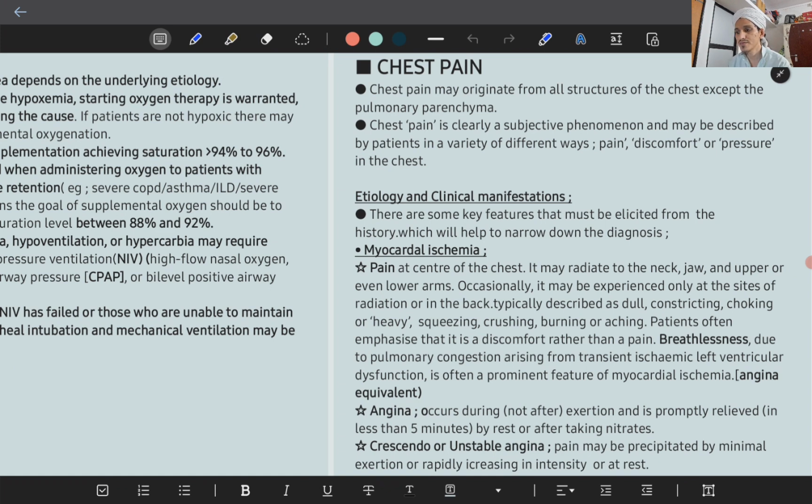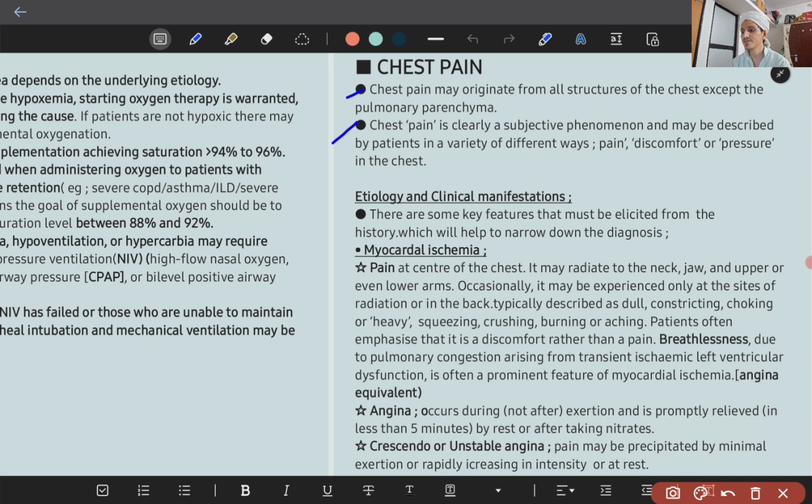Chest pain is a very common symptom in emergency rooms, like breathlessness. So first point is, chest pain may originate from all structures of the chest except the pulmonary parenchyma. Chest pain is clearly a subjective phenomenon and may be described by patients in a variety of different ways, like pain, discomfort, or pressure in the chest.